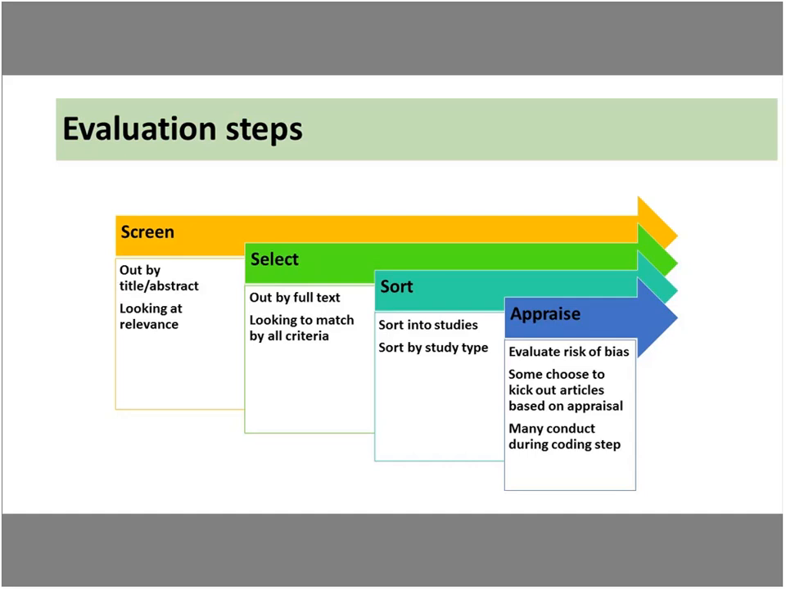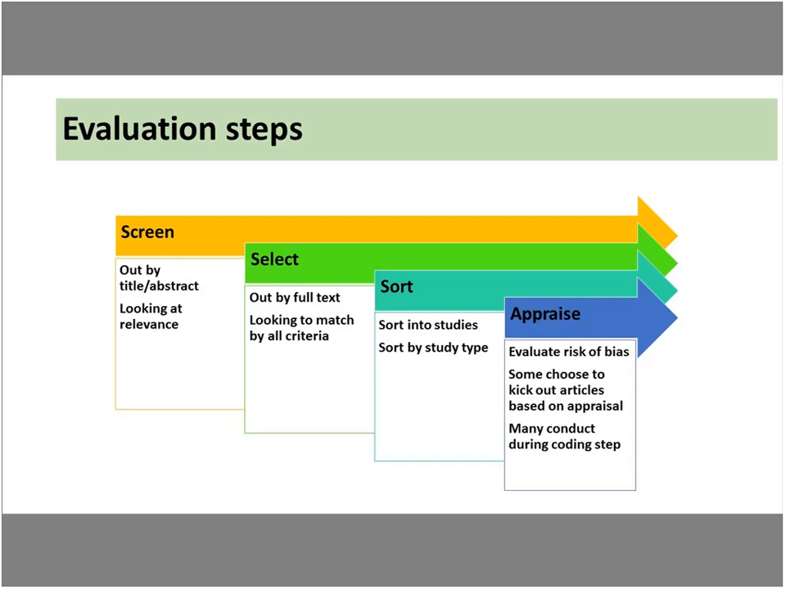Sometimes that happens. And then we talked about sorting, and this is where they've got to take those included articles and look to see what are the actual studies that are here. Because while it is most often the case that one study equals one article, sometimes two or three articles or reports equal one study, and in some cases, one article equals multiple studies.